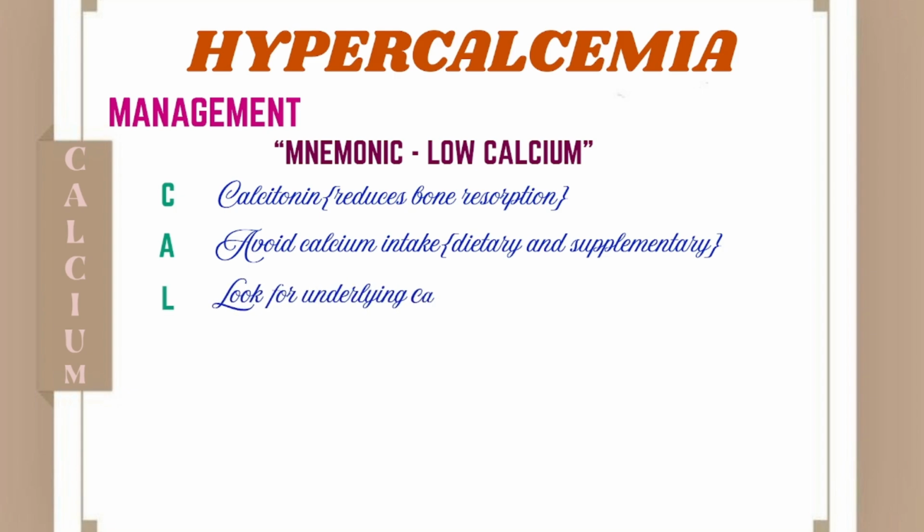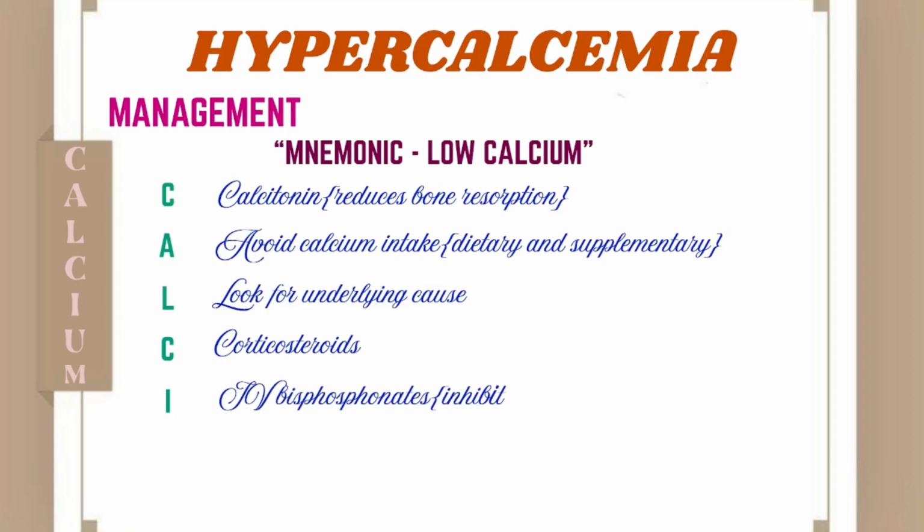L stands for look for underlying cause. We have to address the cause of hypercalcemia and treat accordingly. C stands for corticosteroids. We can give corticosteroids mainly in the conditions related to malignancies or neoplasms. I stands for IV bisphosphonates, inhibit calcium resorption. And we can administer IV bisphosphonates, which will also inhibit the osteoclast activity. So bone resorption will be inhibited and the calcium level in the blood can be maintained.